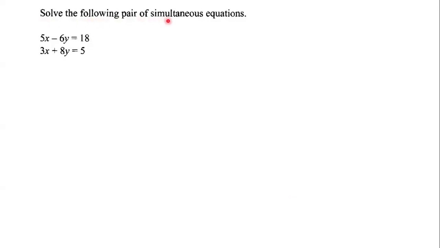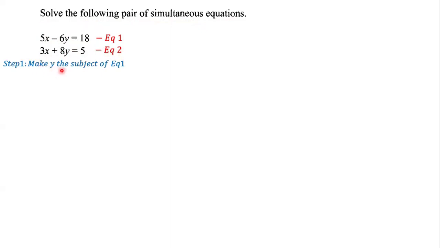Solve the following pair of simultaneous equations. Notice that we have this equation, 5x minus 6y is equal to 18, and we have 3x plus 8y is equal to 5. First, we label this equation 1, and then we label this as equation 2.